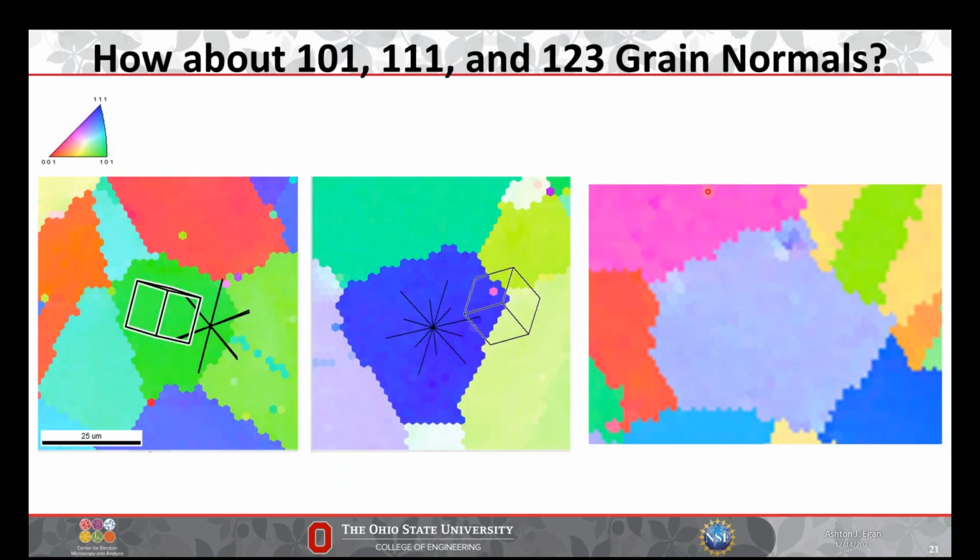And so you're probably asking now, okay, well, that's great for 001, that seems like an easy case. How about other grain orientations like 101, 111, and even goofy orientations like a 123?